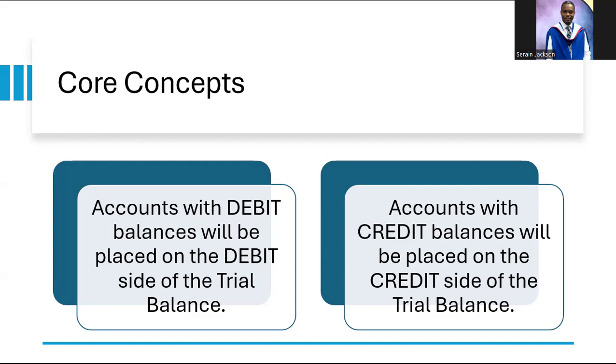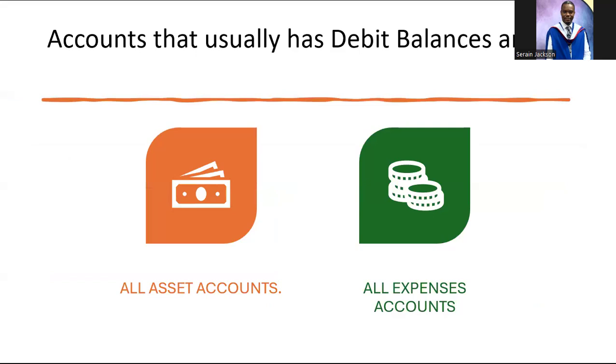With the trial balance, the accounts that carry a debit balance are normally placed on the debit side of the trial balance. And the accounts that carry a credit balance are normally placed on the credit side of the trial balance. Sounds pretty simple, doesn't it? Yeah, it's pretty simple. But then you may ask the question, which accounts normally carry debit balances and which accounts normally carry credit balances?